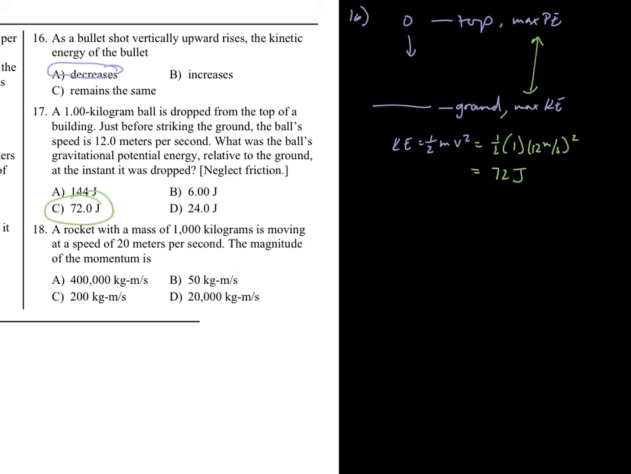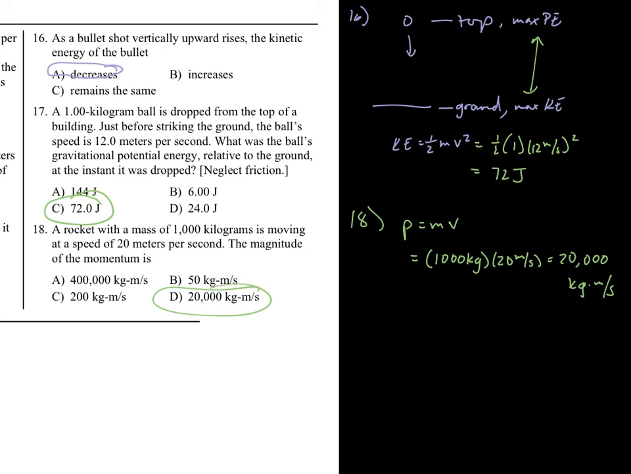Number 18. A rocket with a mass of 1,000 kilograms is moving at that speed. The momentum is, 18 here. Momentum P is equal to M times V. 1,000 kilograms is our mass. 20 meters per second is our velocity. 20,000 kilograms meters per second is our answer. Choice D. And that's it.